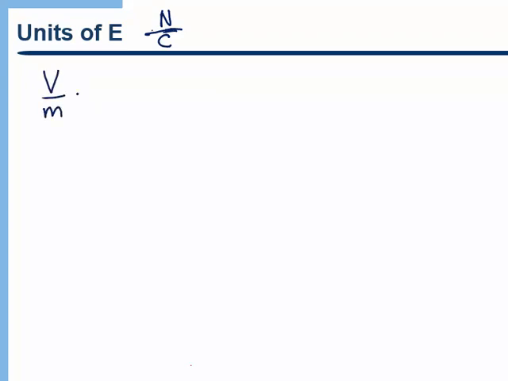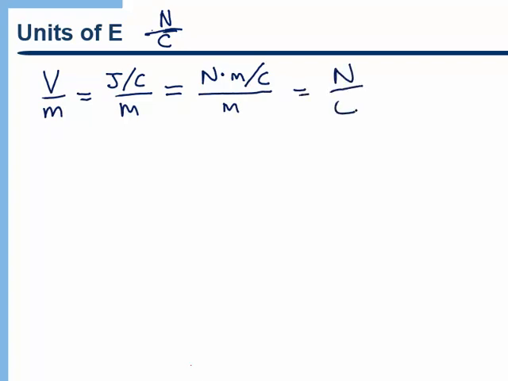We know that a volt is a joule per coulomb. So we've got joules per coulomb over meters. But thinking of the work formula, a joule is a newton times a meter. So we've got newton meters divided by coulombs divided by meters, and you'll notice that that gets us to newtons per coulomb. So a volt per meter is completely identical to a newton per coulomb. That's good. Obviously, we want our units to make sense.